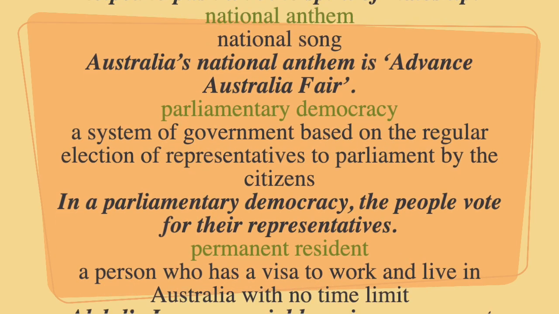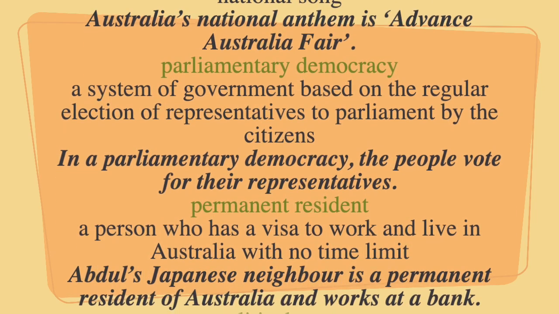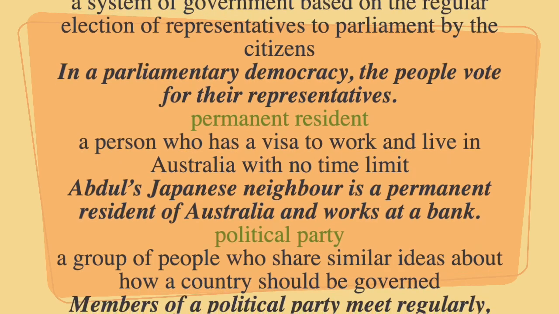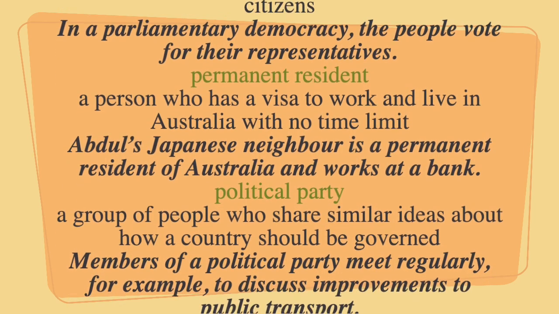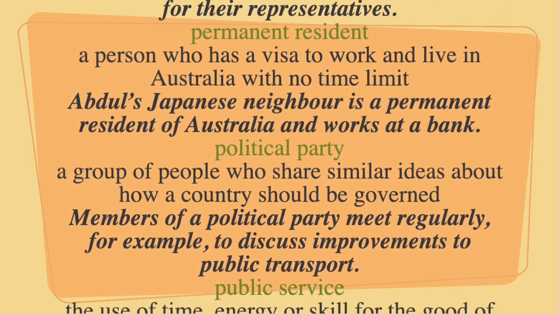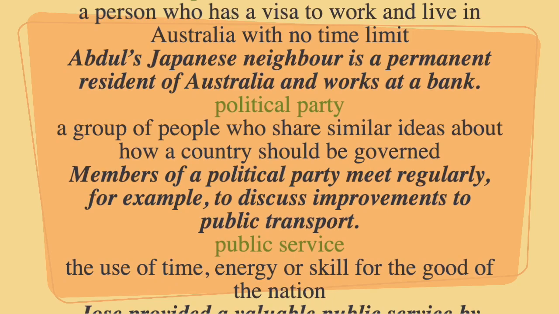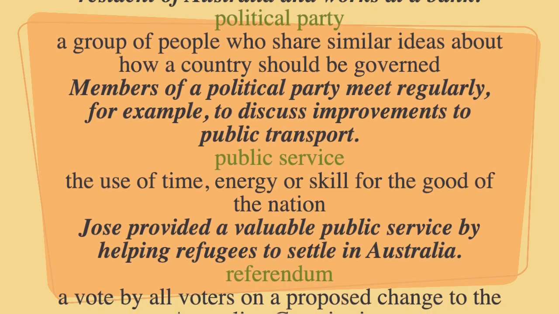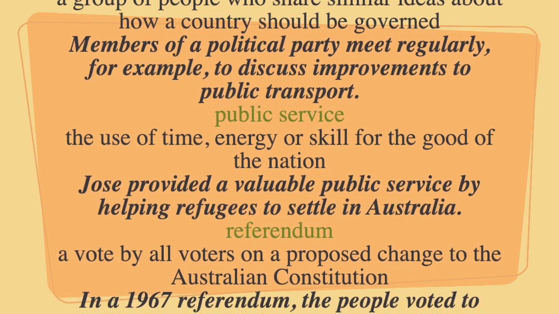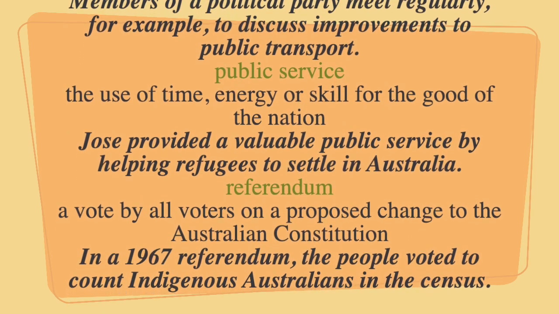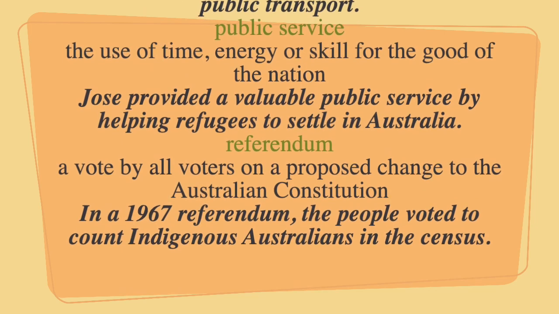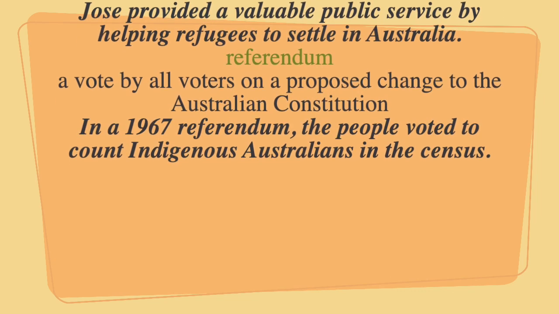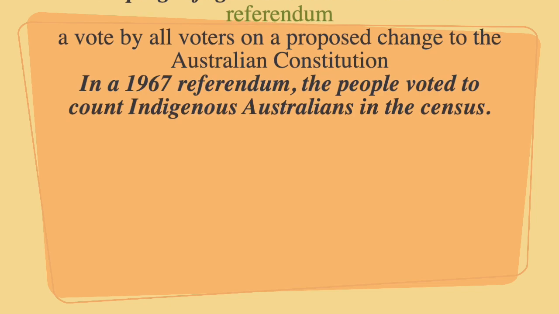And permanent resident, you know who a permanent resident is. Political party, you know, public service, yep. And referendum, I will repeat: a referendum is a vote by all voters on a proposal to change the Australian Constitution. To change the Australian Constitution, you need a referendum. And what does review mean? To consider a proposal for a new law and decide whether to accept or reject it. Secret ballot, you know, that's for voting privately. What is secular? Separate from religion. Shire is a local government area.